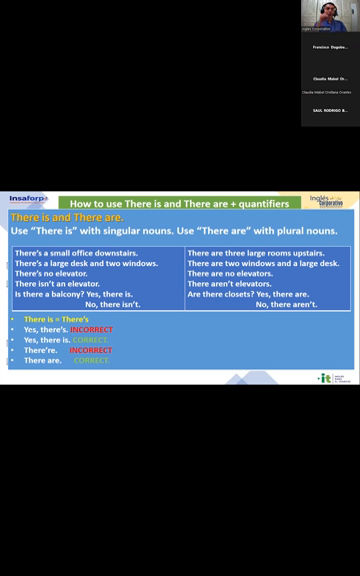But notice that when we answer the question, is there a balcony? You say, yes, there's. Incorrect. The correct is yes, there is. Right? That is the correct. Or you don't say the contraction there's. This is incorrect. The correct is there are. So in this case, no contractions. No contraction with there are. Right? Okay, class.